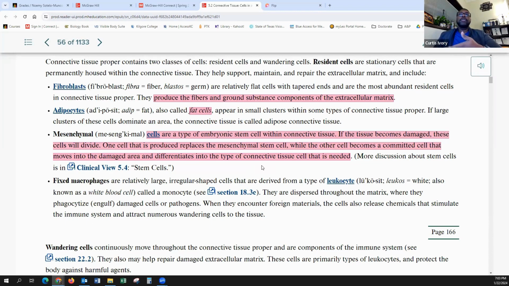So typically when it comes to cells dividing in general, a bone cell can only replace a bone cell. An eye cell can only replace an eye cell. A skin cell can only replace a skin cell. But a mesenchymal cell can go and become any kind of cell. So that's pretty cool.